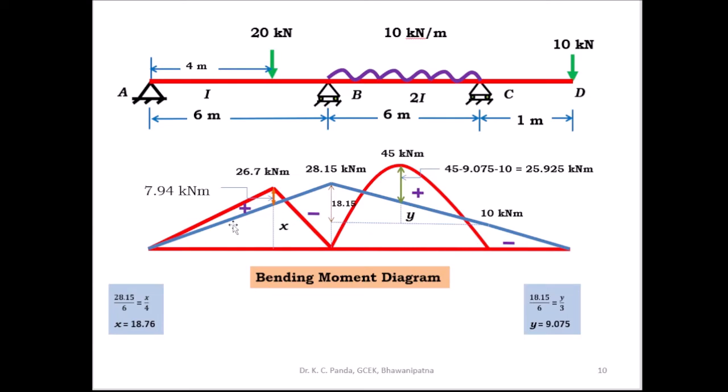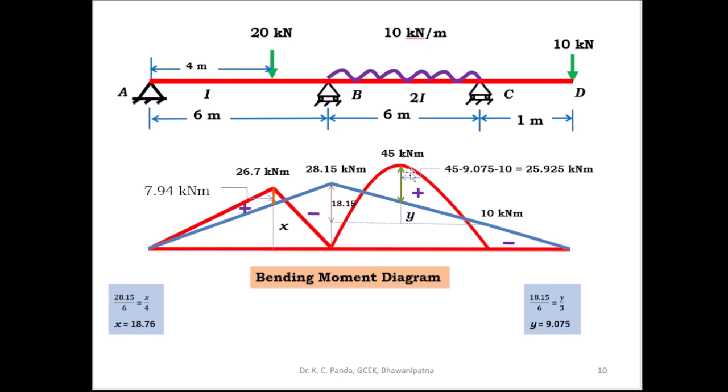Overlapping the free bending moment diagram and the support moment bending moment diagram, the positive and negative portions here cancel each other, and this portion also cancels each other due to positive and negative. So here the net final bending moment diagram is positive, this is negative, this is positive, and this is negative.